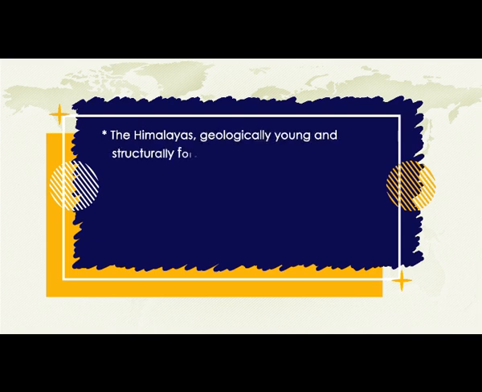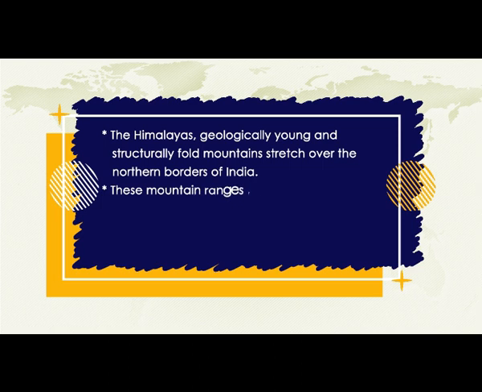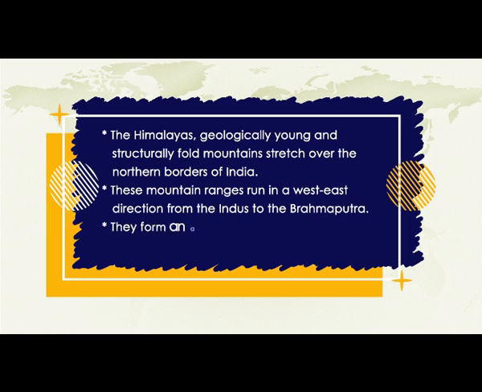The Himalayas, geologically young and structurally fold mountains, stretch over the northern borders of India. These mountain ranges run in a west-east direction from the Indus to the Brahmaputra. They form an arc which covers a distance of about 2,400 kilometers.